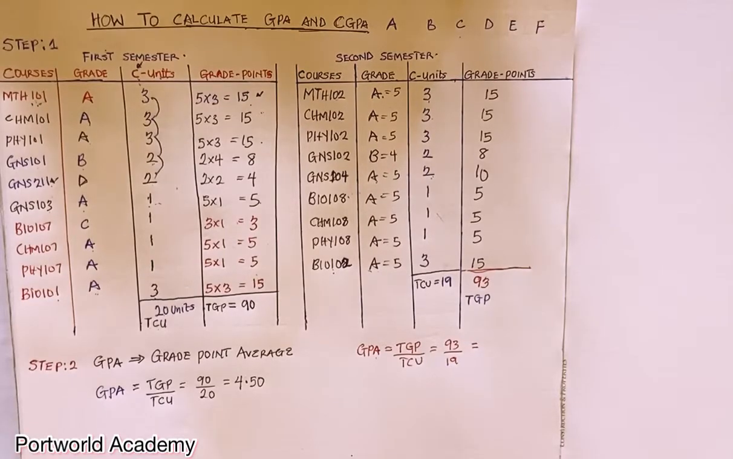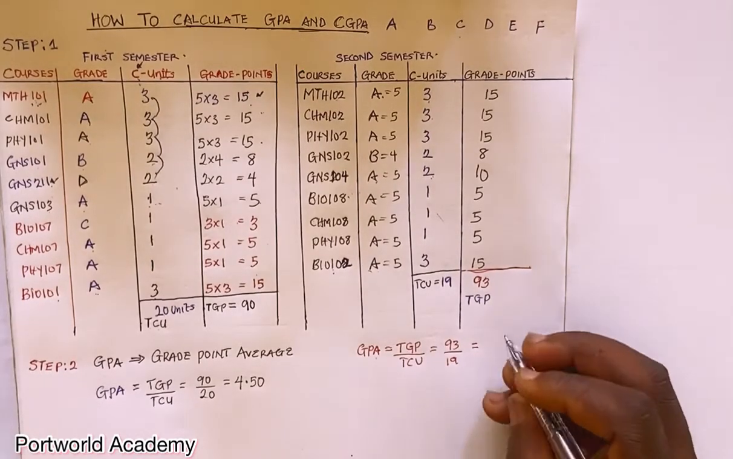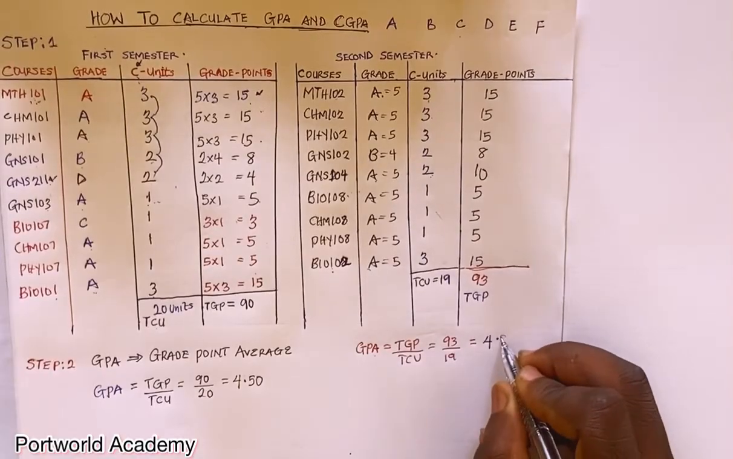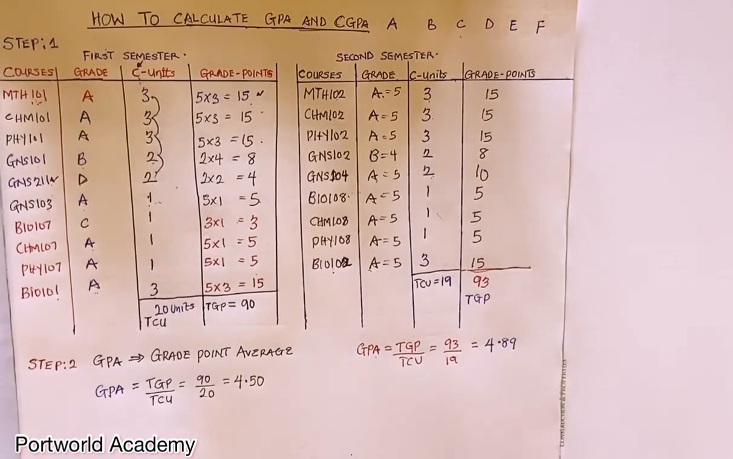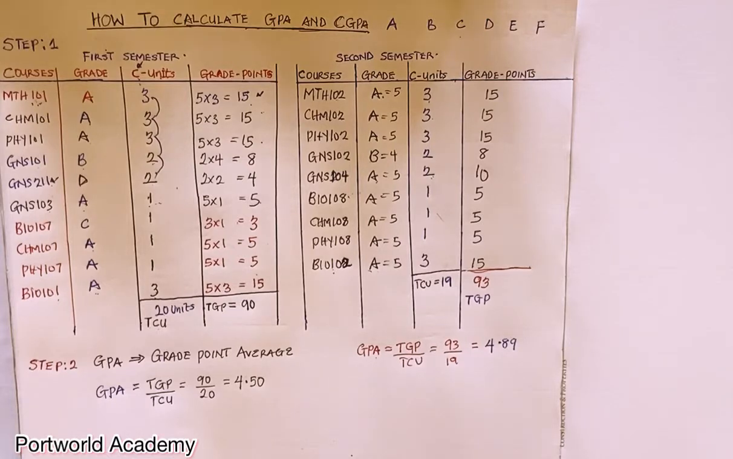The guy has 4.89. Wow, what a brilliant guy. You know, look at that difference. You had 4.5 in the first semester, let's say you weren't that serious. Then in the second semester, 4.89. Wow, wow, wow. This is actually a true life story. 4.89 is making sense.